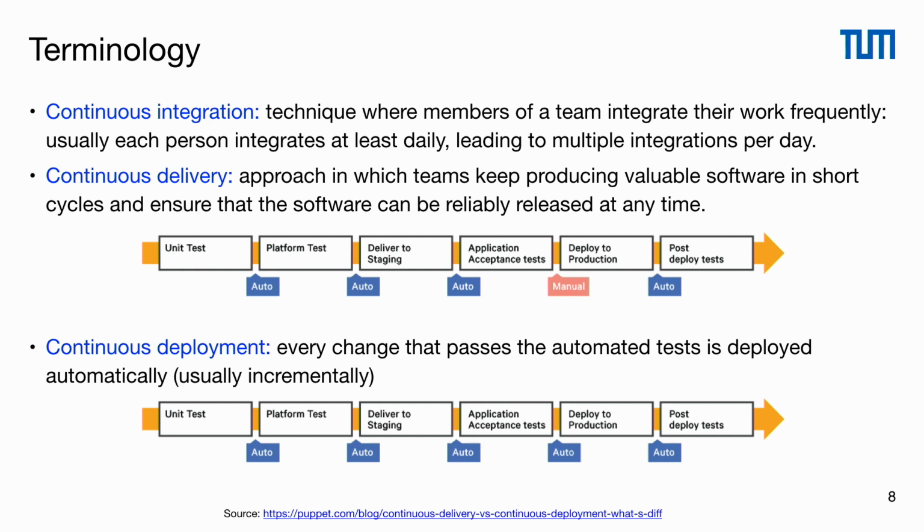Continuous delivery is, on the other hand, usually used for desktop apps and mobile apps, where developers want to have a manual step before they actually release the software to their end users.